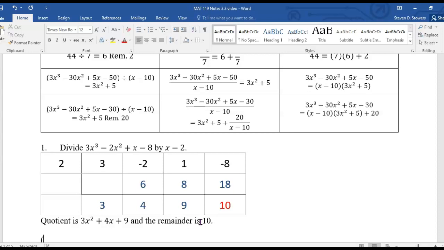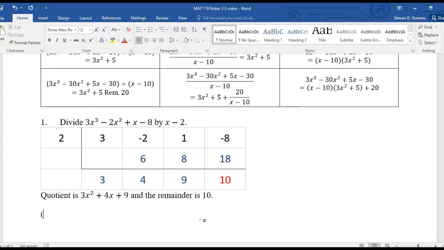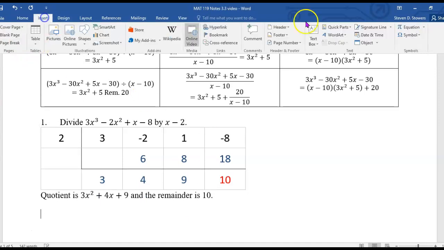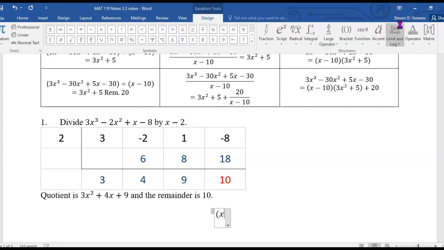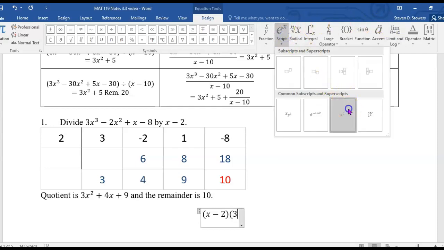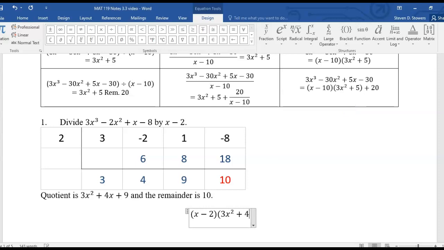So in other words, if we took what we were dividing by, which was x minus 2, multiplied by the quotient, 3x squared plus 4x plus 9, and then added on the remainder of 10, that would get us back to the dividend that we started with, the 3x cubed minus 2x squared plus x minus 8.